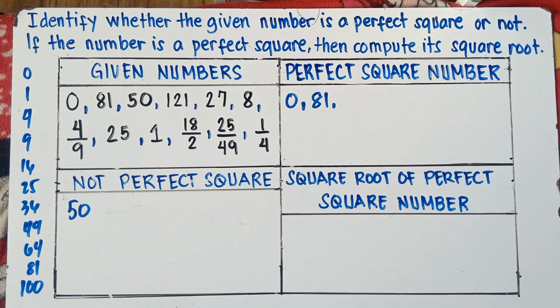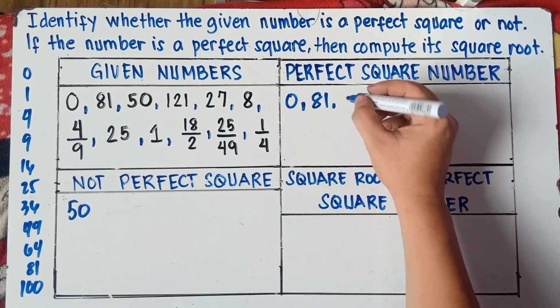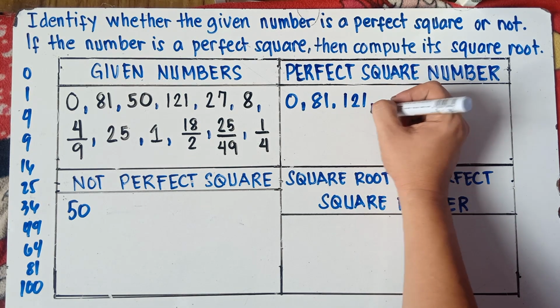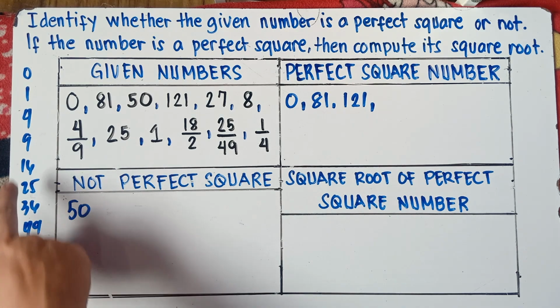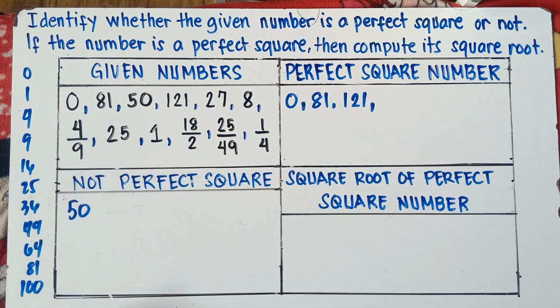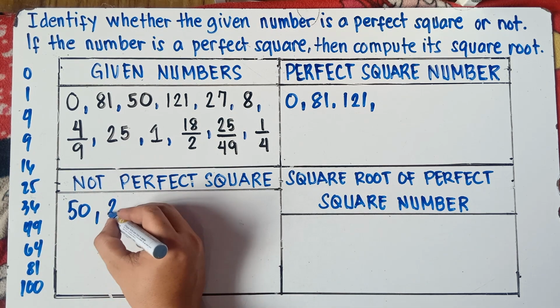Alright, how about 121, class? Is 121 a perfect square? Yup, 121 is a perfect square because 11 times 11, that's 121. Once again, class, 11 times 11, that's 121. Therefore, 121 is a perfect square. How about 27, class? Is 27 a perfect square? Nope, 27 is not a perfect square. You cannot see 27 in our perfect squares. So 27 is not a perfect square.